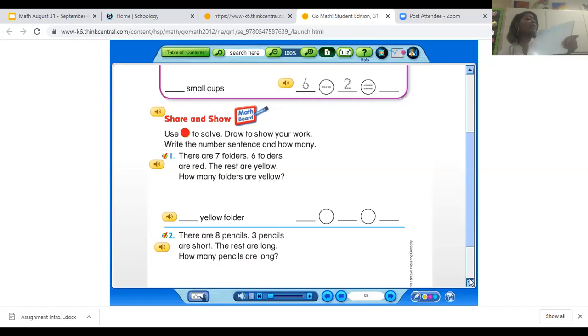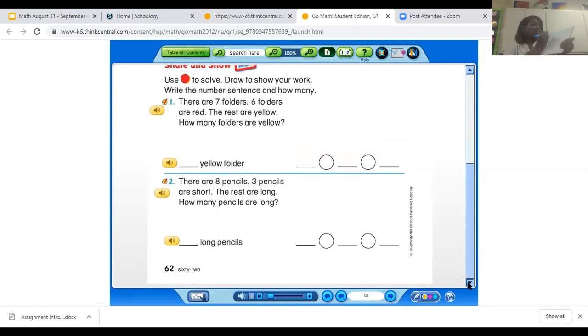long. So let's see how many are long. 1, 2, 3, 4, 5. 5 are long. So let's see what my subtraction sentence should be. I have 8 pencils. I take away the short ones, so I take away those 3. 8 minus 3 equals 5. So there are 5 long pencils.